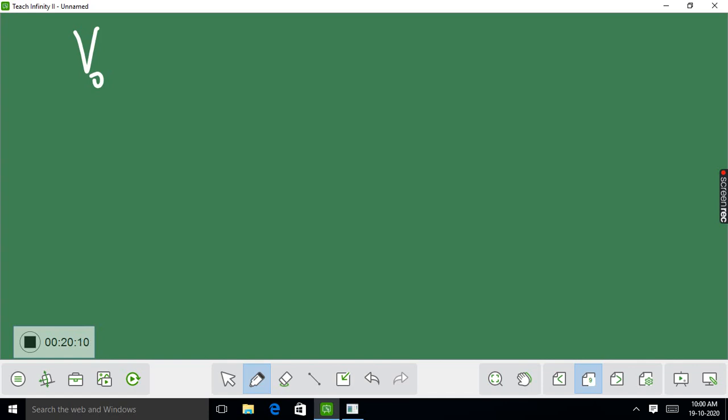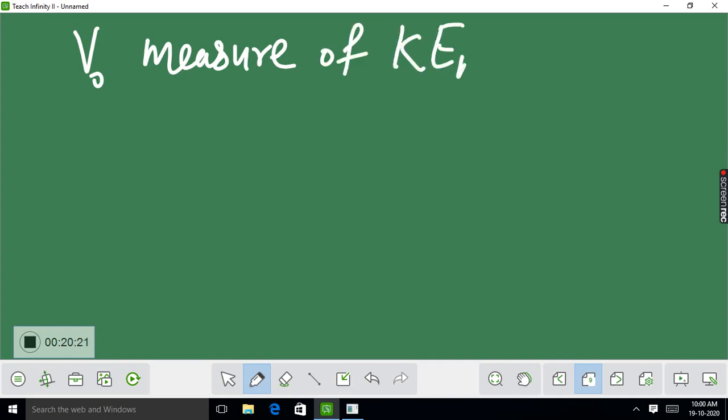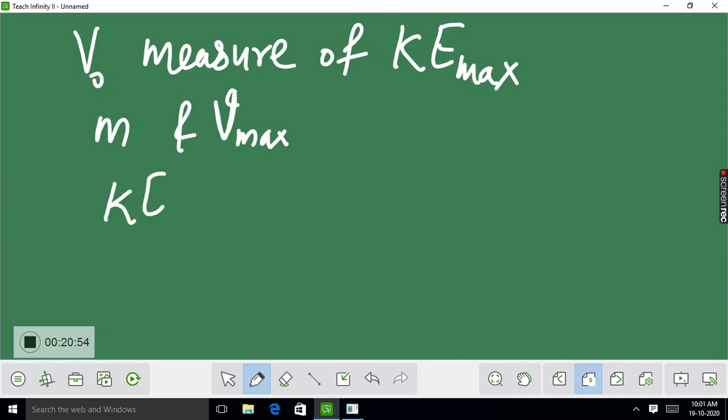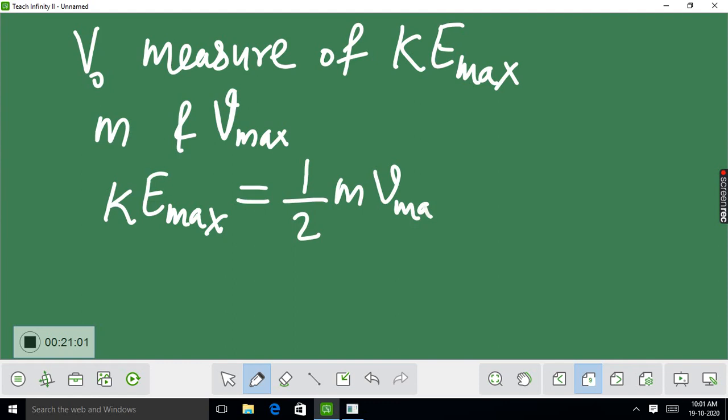So the stopping potential is a measure of the maximum kinetic energy of photoelectrons emitted. It is the maximum kinetic energy of photoelectrons that is just stopped from reaching the collector plate. If m is the mass of the photoelectrons and Vmax is the maximum velocity of photoelectrons emitted, then the maximum kinetic energy of photoelectrons will be half m Vmax square.